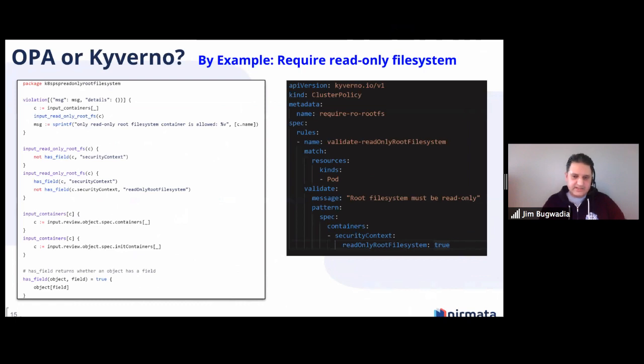Here we're seeing the same policy, which requires a read-only file system for your pod. On the left, we're seeing the policy written in Rego, which is the language that OPA uses. And then on the right, we have that same policy written in Kyverno.